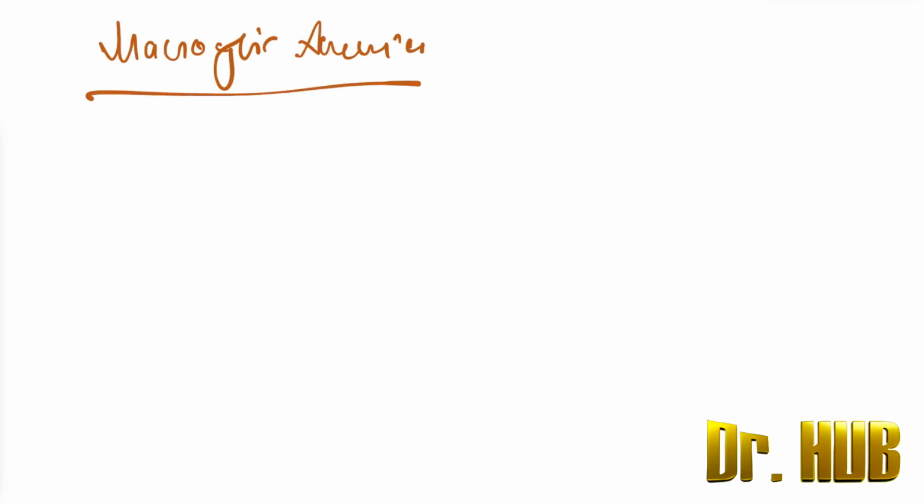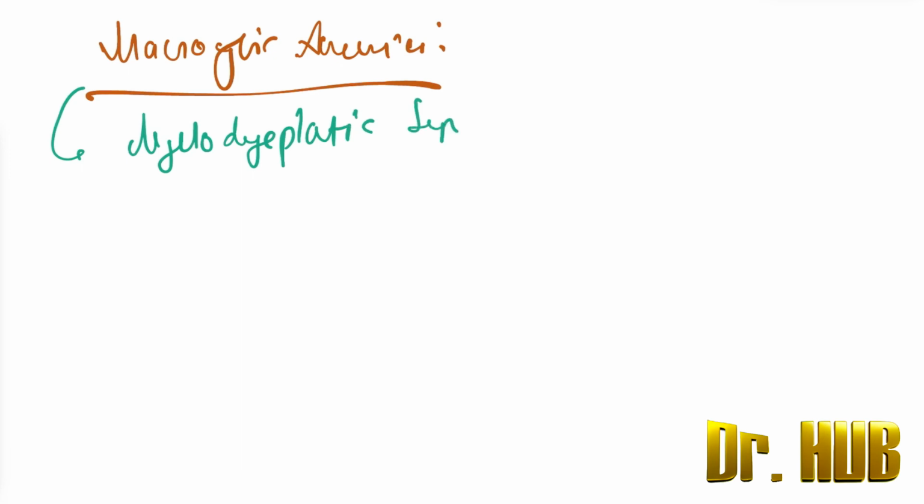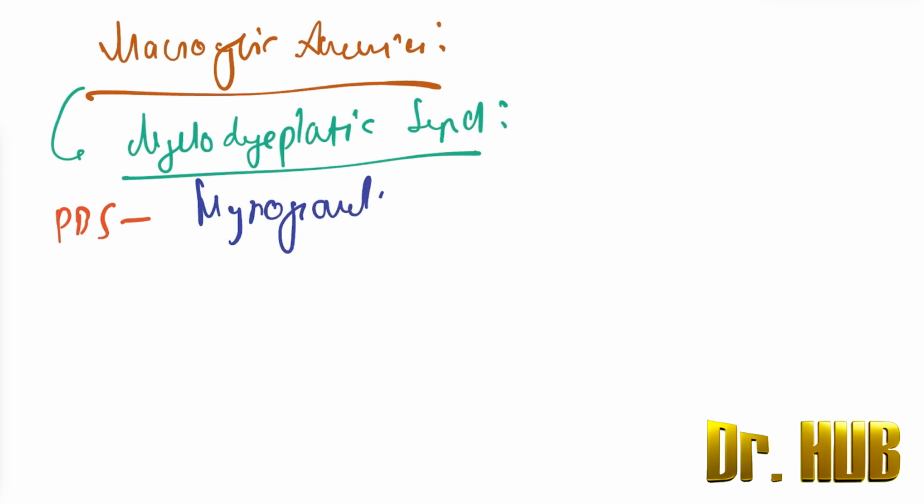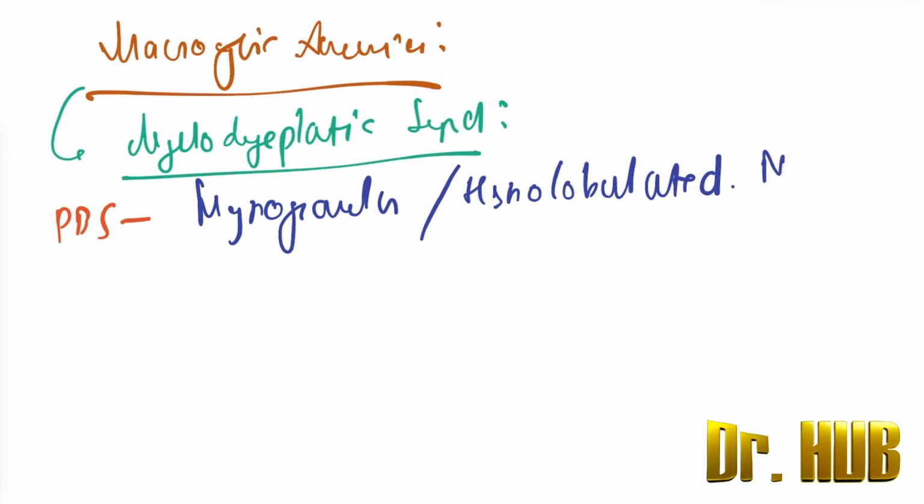After this, we look at macrocytic anemia. Under macrocytic anemia, we look at the diagnosis of myelodysplastic syndrome. Under myelodysplastic syndrome, how does the peripheral blood smear look? It shows hypogranular or hypolobulated neutrophils.